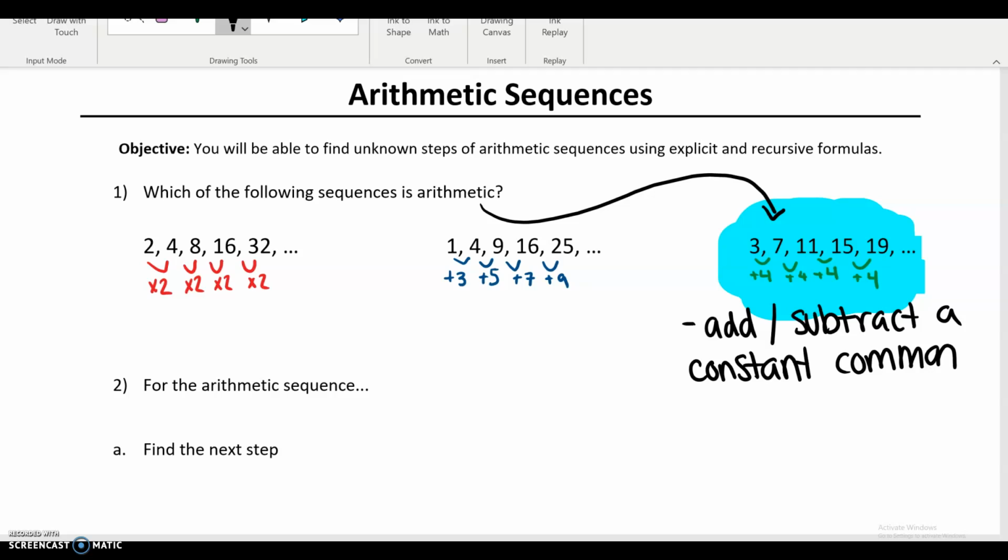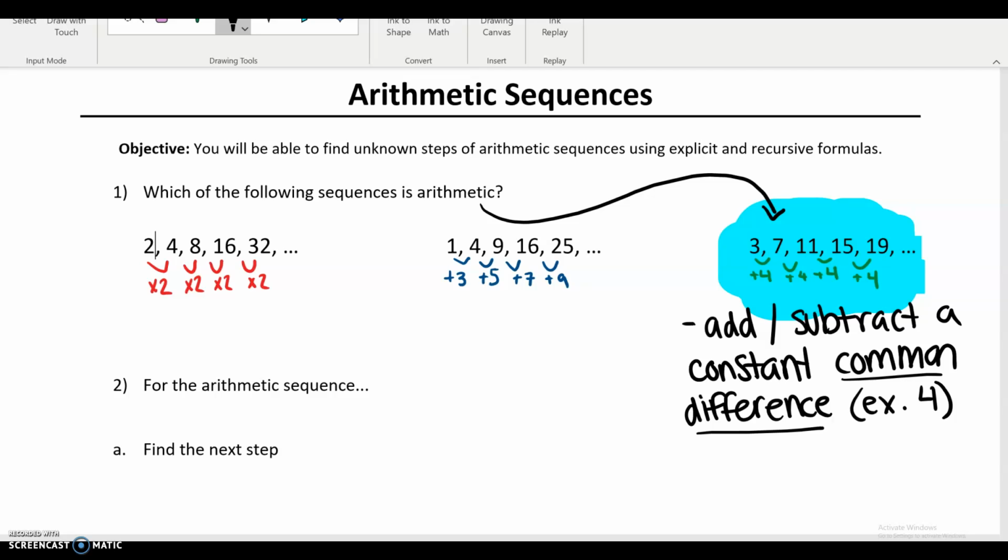Common difference is a vocab word here as well. Let's get to that too. Okay, so arithmetic ones are where you add or subtract a constant common difference. The common difference is the number you're adding or subtracting. So the common difference in this example is 4, because it's the difference between the step numbers.